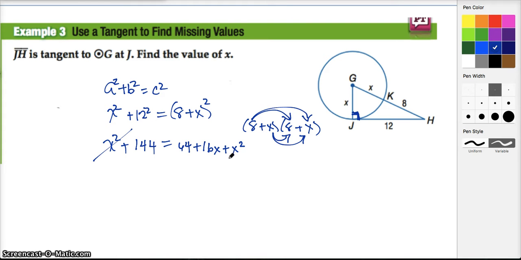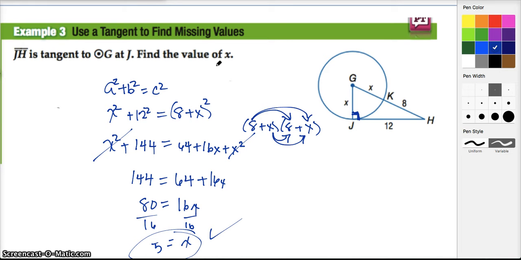These guys get canceled away. No need for those anymore, right? Because I can subtract the same thing on both sides. So I'm left with a much easier problem. 144 is equal to 64 plus 16x. Subtracting 64 on both sides, I'm left with 80 is equal to 16x. Dividing both sides by 16, I'm left with x equals 5.